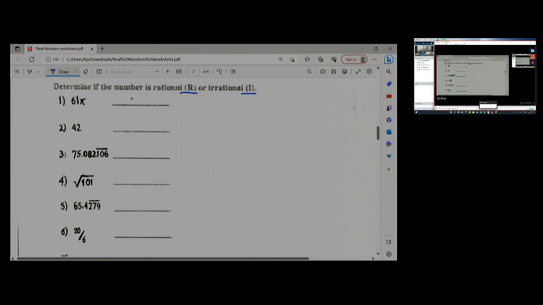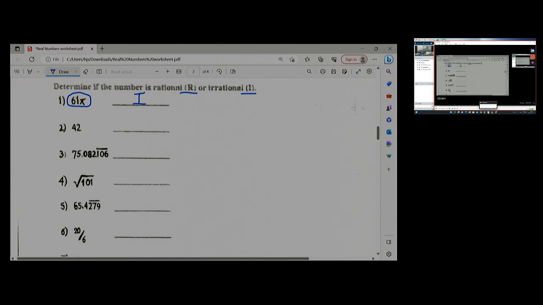61 pi. I cannot hear you. Okay, he said irrational. Understand why it is irrational? Because even though 61 is rational, we have multiplied it with pi. So it makes the whole number irrational. Understand?